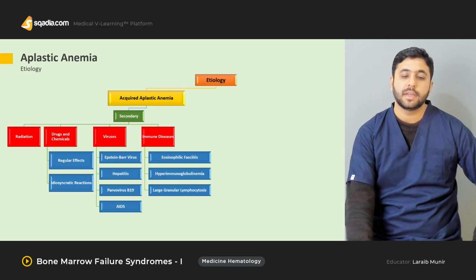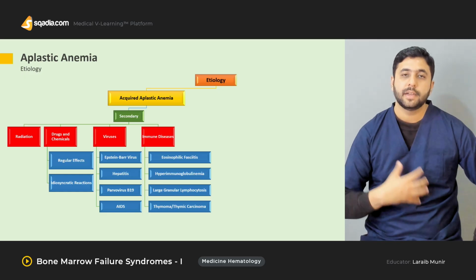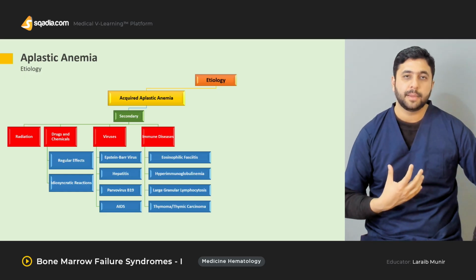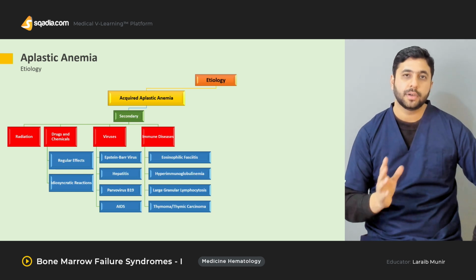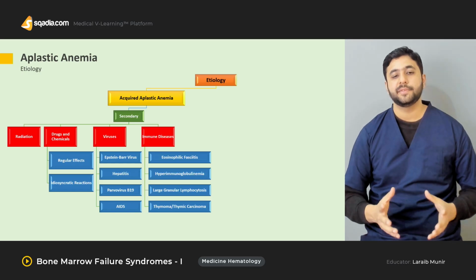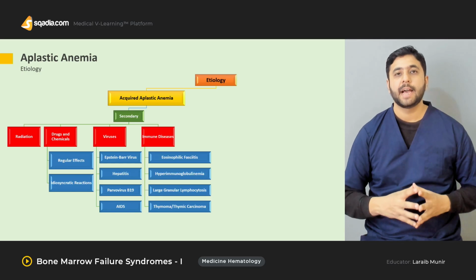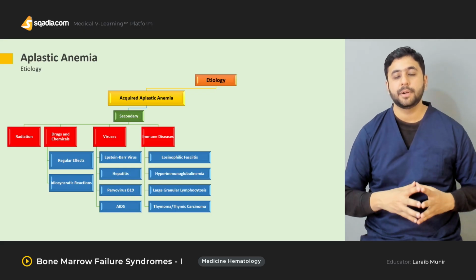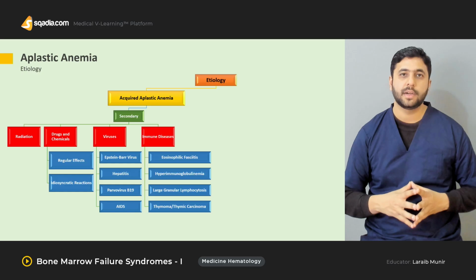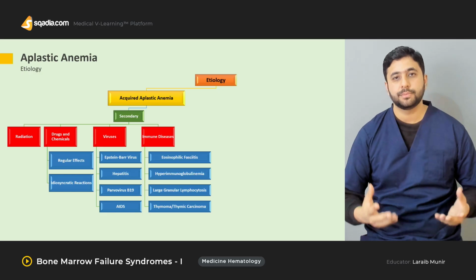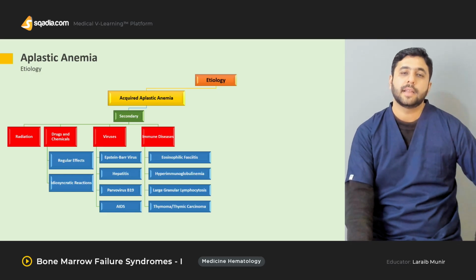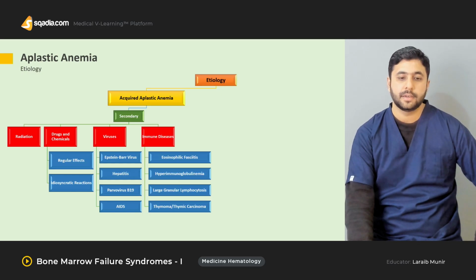Then certain types of lymphocytosis, like large granular lymphocytosis, and thymoma. Some patients who have a thymoma or a thymic carcinoma have also been reported to have problems with the bone marrow, specifically aplastic anemia. So if you have a patient with aplastic anemia and you are not able to find the underlying cause among the more common ones, it is important to investigate for thymoma. You might do some radiographic tests like chest X-ray or other investigations, for example, CT or MRI, to look for a mass in the thymus.